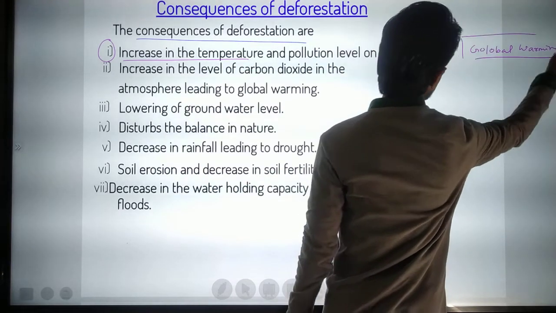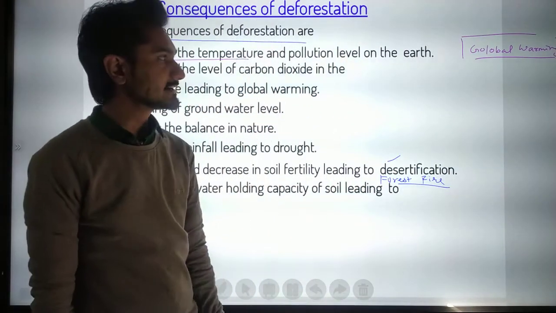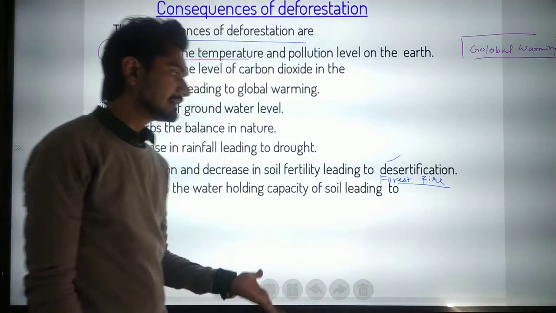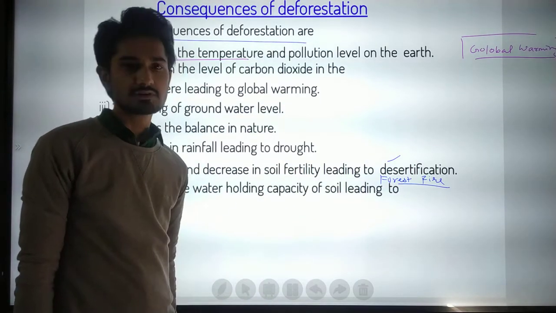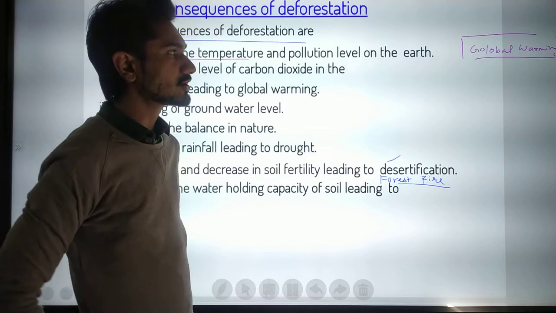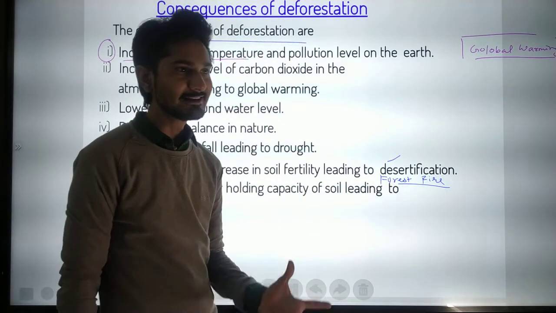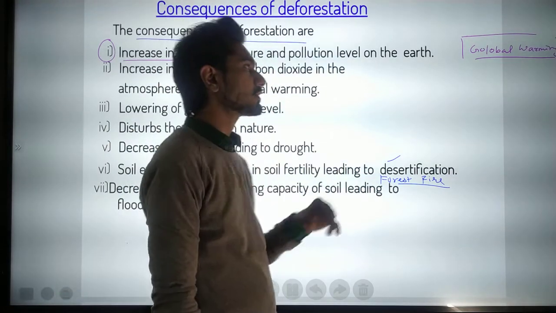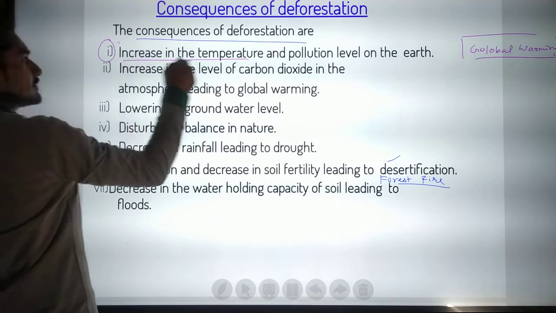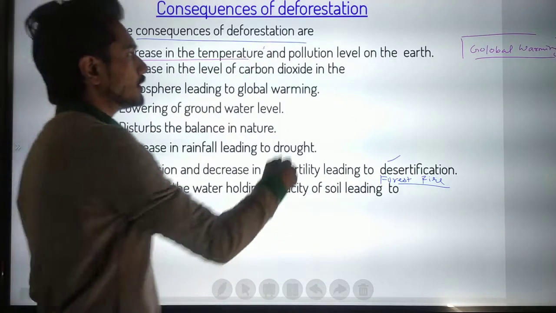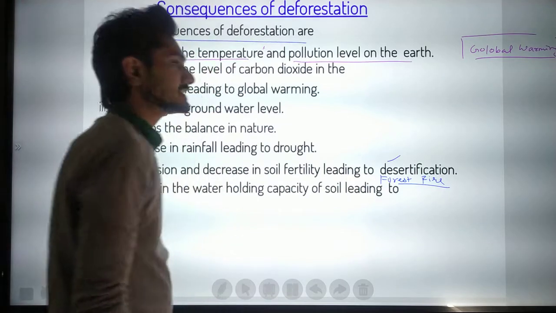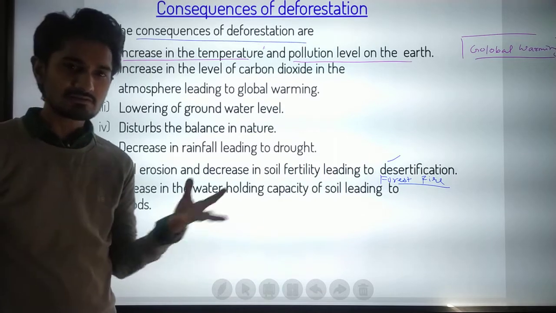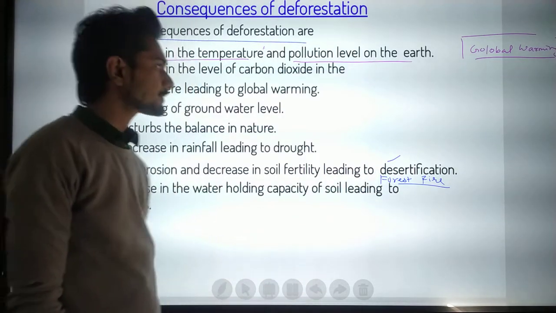Global warming happens when we cut down the trees. It will automatically increase the level of carbon dioxide in the atmosphere, and this carbon dioxide will heat the atmosphere. That's the reason global warming happens, and due to global warming, the temperature increases. Also, the pollution level on the earth increases because of this heating effect. We know that pollution can also be heated in the air.